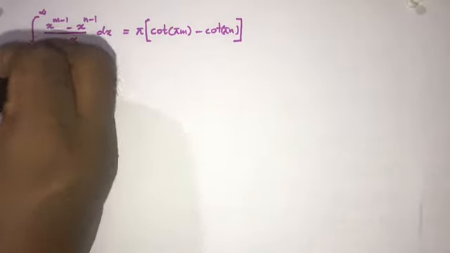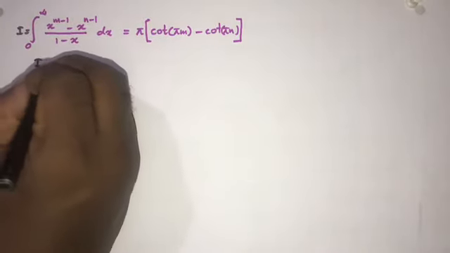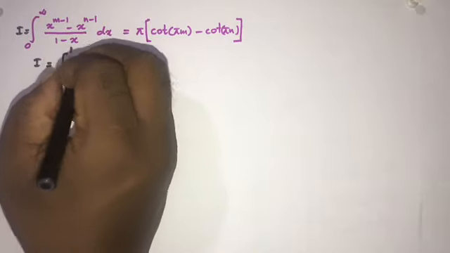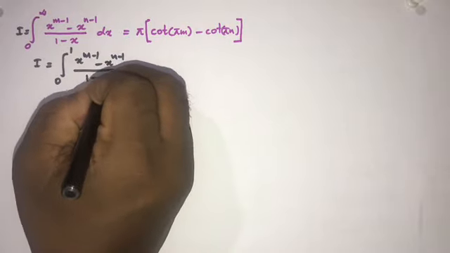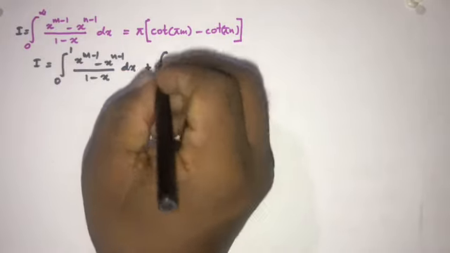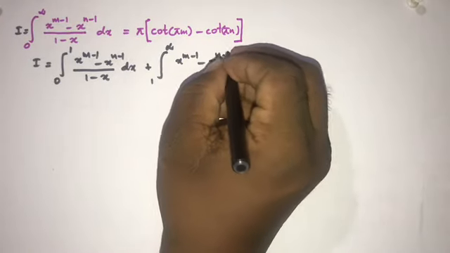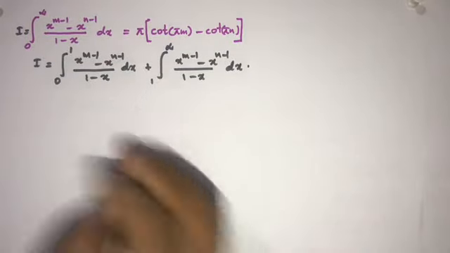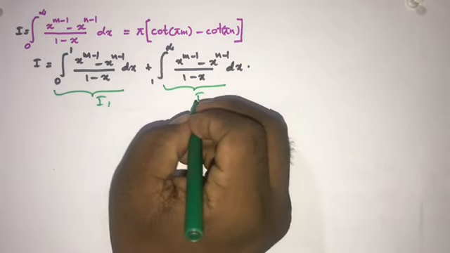First I am going to take this integral equal to I, and now we can write I equal to, breaking the limit, the integral from 0 to 1 of (x^(m-1) - x^(n-1)) over (1 - x) dx, plus the integral from 1 to infinity of (x^(m-1) - x^(n-1)) over (1 - x) dx. Okay, now I am going to call the first integral I1 and the second integral I2.